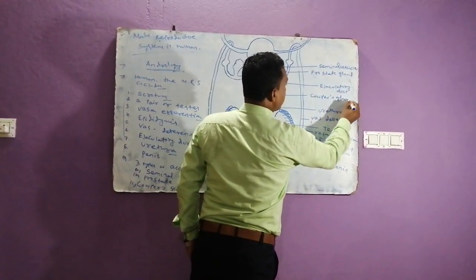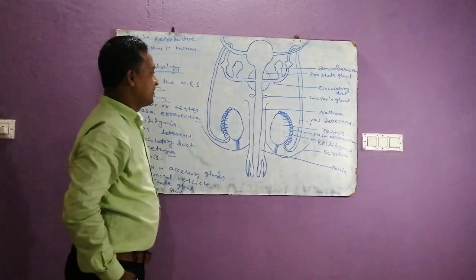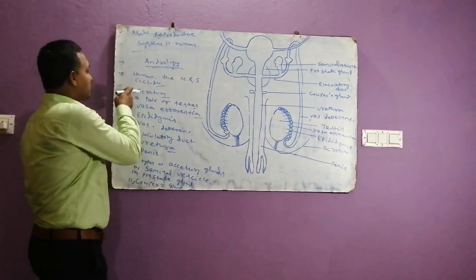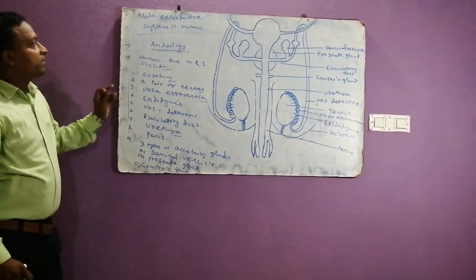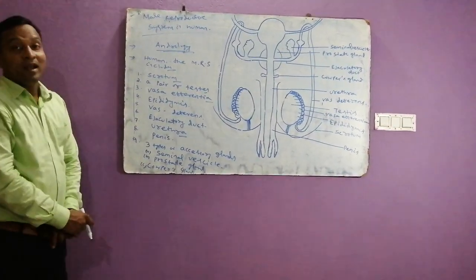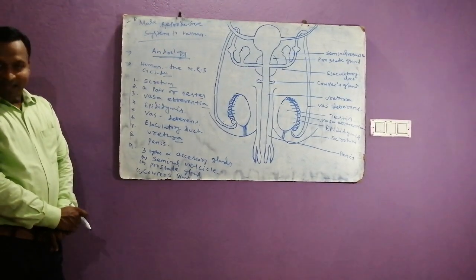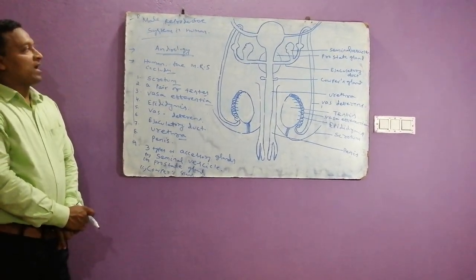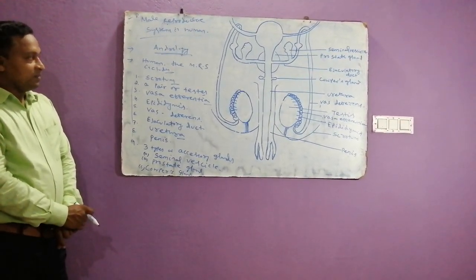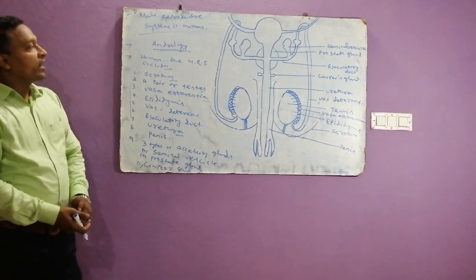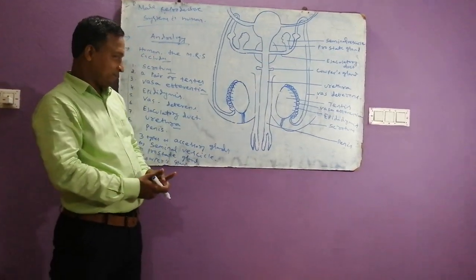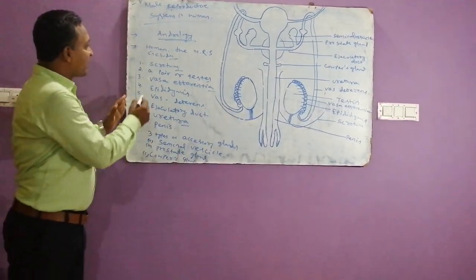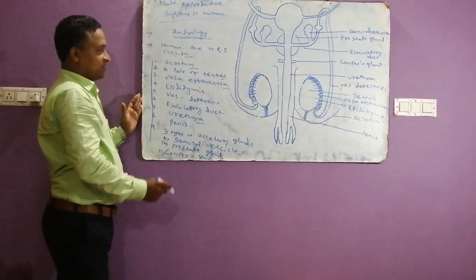Cowper's gland. Okay, so these are all the main structures which are available in the which reproductive system? Male reproductive system. Apart from that, we are getting some different structures here, which basically come under these structures.